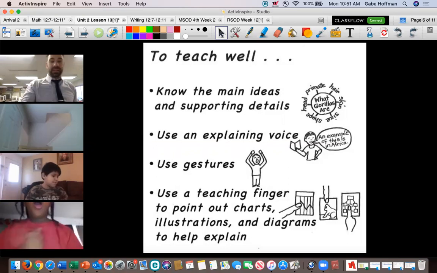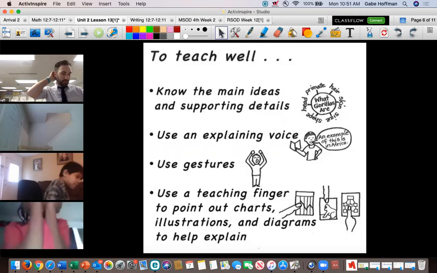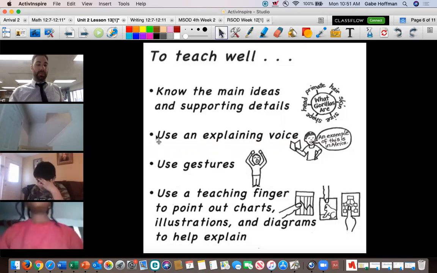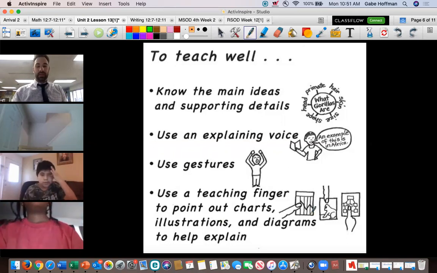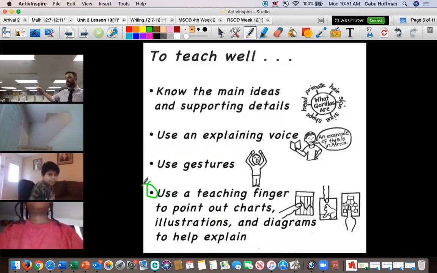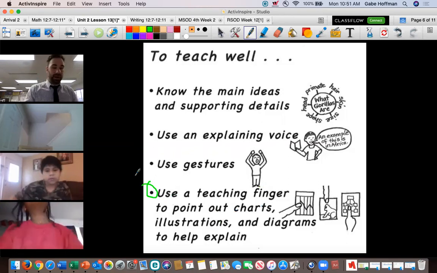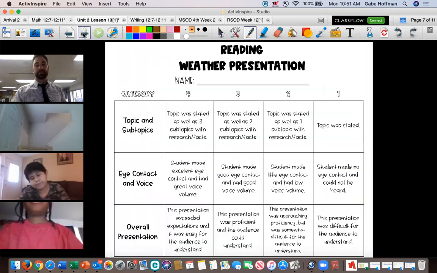And then the last one says, use a teaching finger to point out charts, illustrations, and diagrams. So if you're showing us something, for example, I might be doing it using my pen, right? I might circle this point on the computer. If you're using something on the computer, you may point with your arrow. But if you're showing a poster or a presentation in the background, you might say, "This picture shows," and point to the picture so people can see what you're talking about. All things to keep in mind when you're giving a presentation.